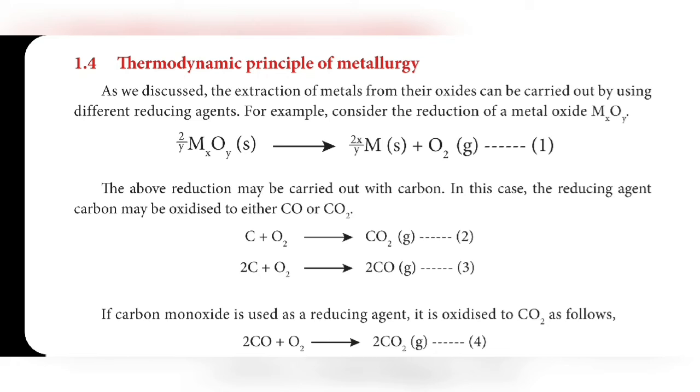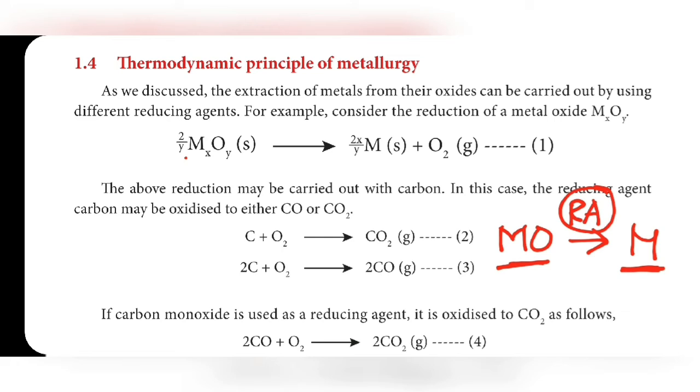As we discussed, the extraction of metal from their oxides can be carried out by using different reducing agents. What they told, metal oxide is reduced to metal by different reducing agents. Extraction of metal from their oxides can be carried out by using different reducing agents.